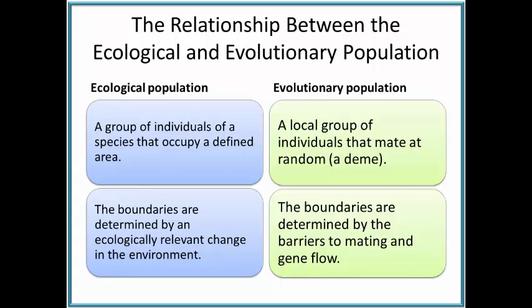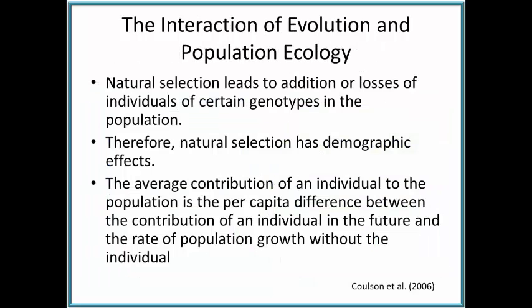An evolutionary population is a local group of individuals that mate at random. In genetics, that's referred to as a deme. The boundaries of a deme, or an evolutionary population, are determined by barriers to mating and gene flow. As you can see, an ecological population and an evolutionary population overlap, but there are subtle differences.